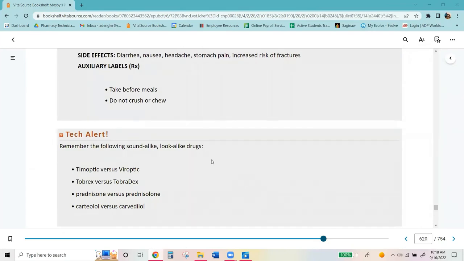and then, of course, we have the following sound-alike, look-alike drugs just to keep in mind. We have Tempotic versus Verooptic, Tobrex versus Tobradex, prednisone versus prednisolone, and carvedilol versus carvedilol.